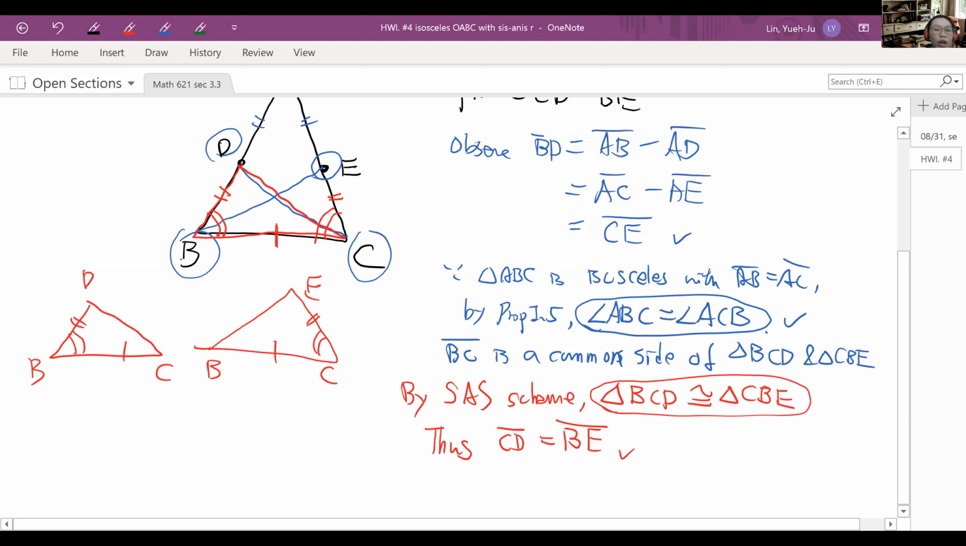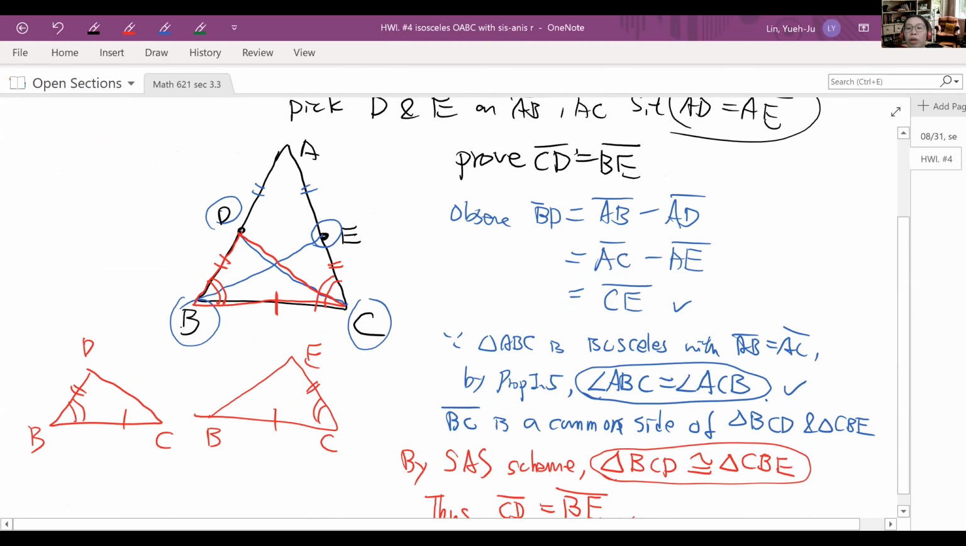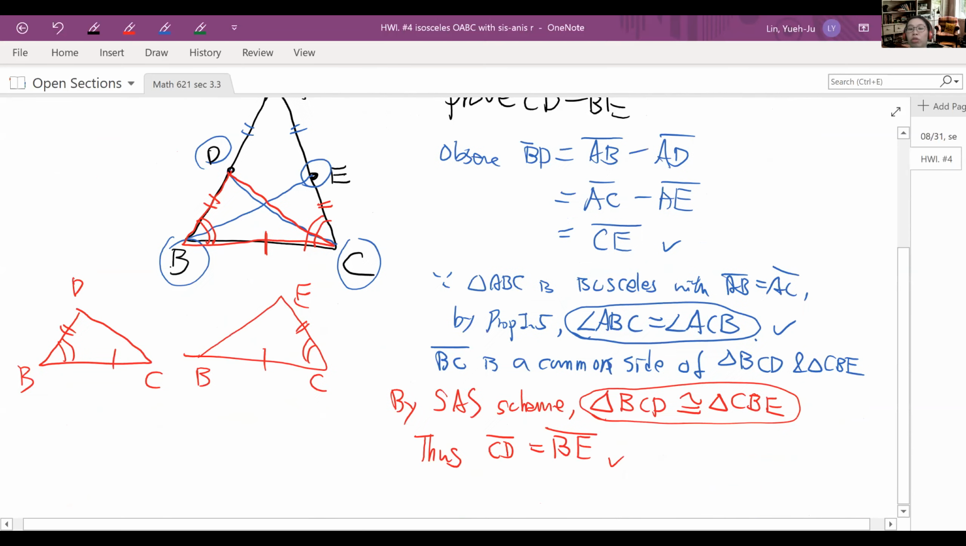Okay, before we get started, is there any question for this problem I just mentioned? I want to make sure everyone knows how to do this type of problem.